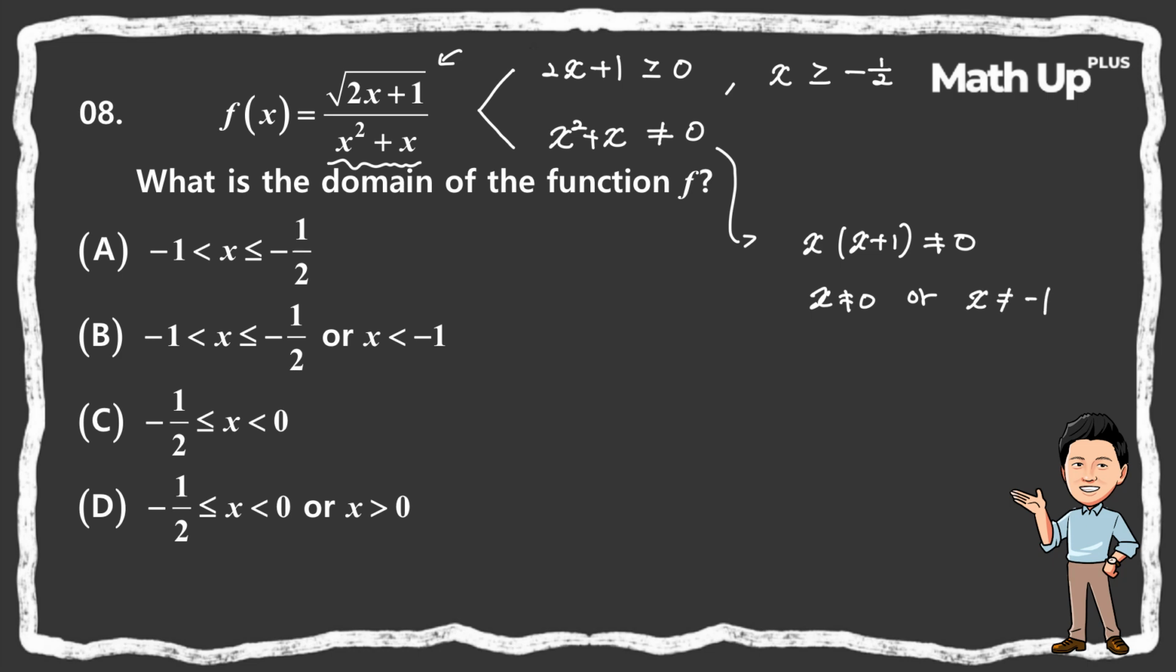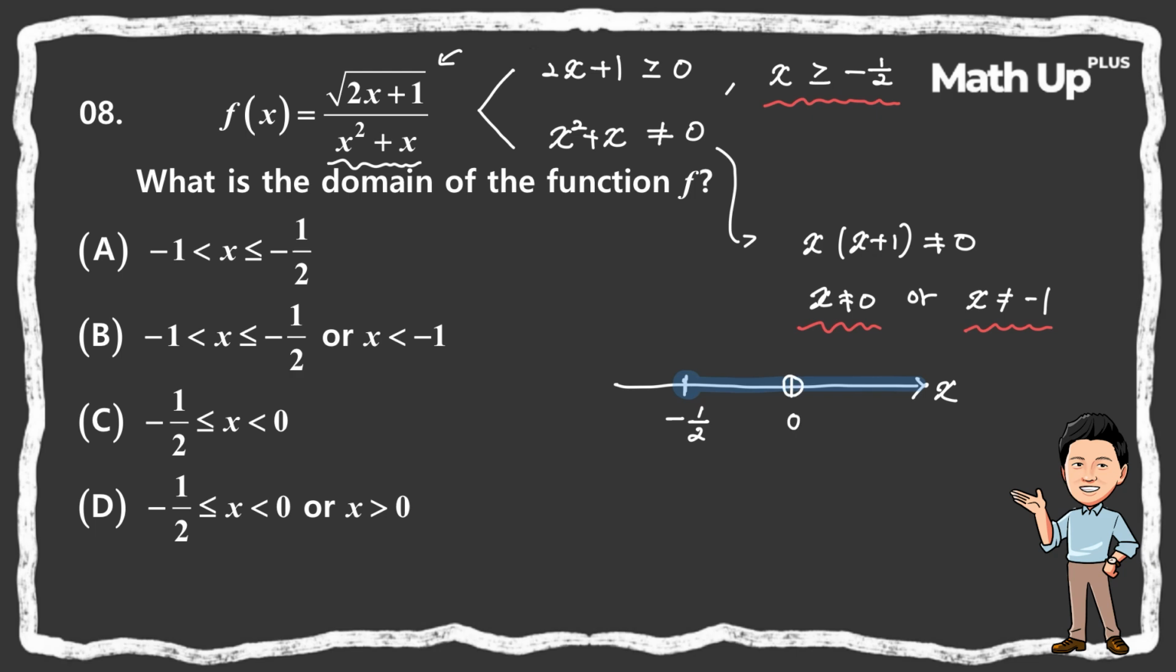Now let's draw a number line. Here, this is the x number line. Here, x is greater than or equal to negative 1/2. So let's say this is negative 1/2. So this part right here is our solution, including negative 1 over 2, right? Where x cannot be equal to 0 or x cannot be equal to negative 1. So 0 must be excluded from the solution set.